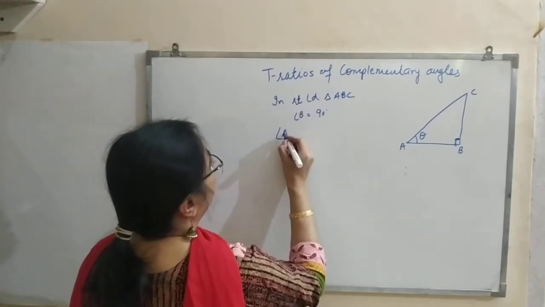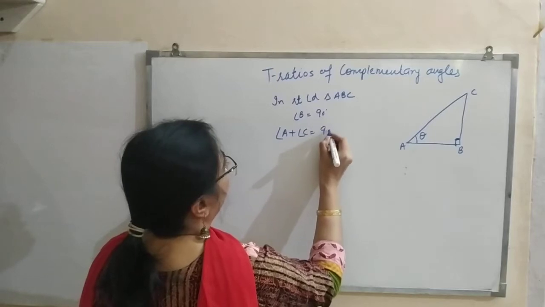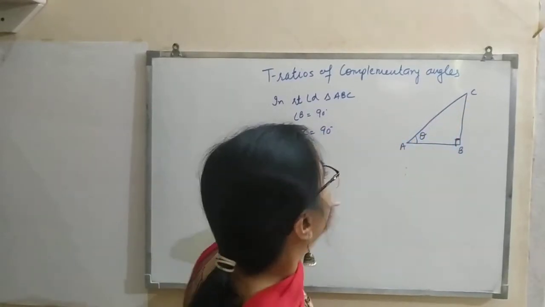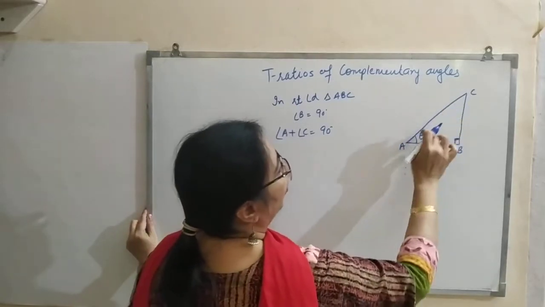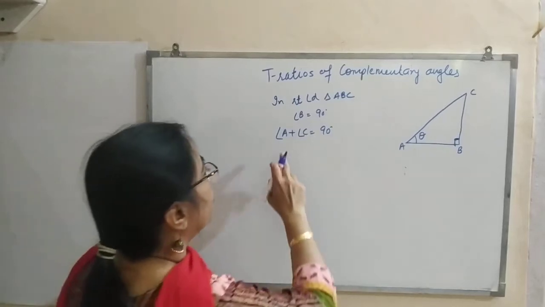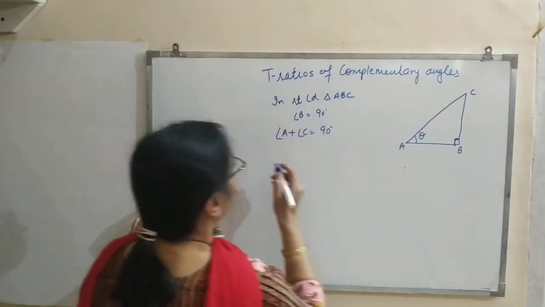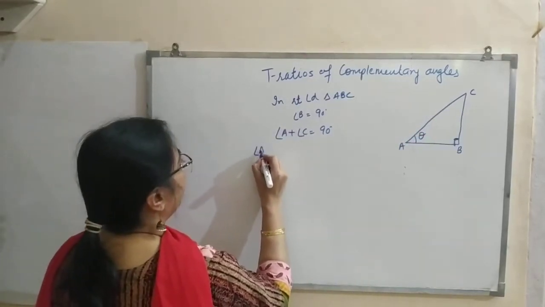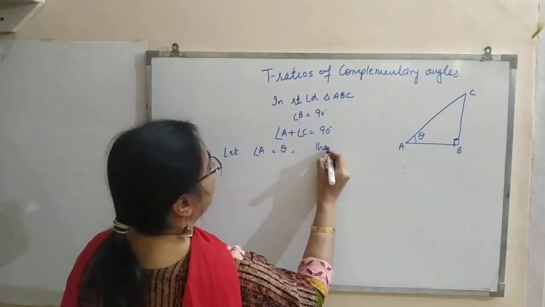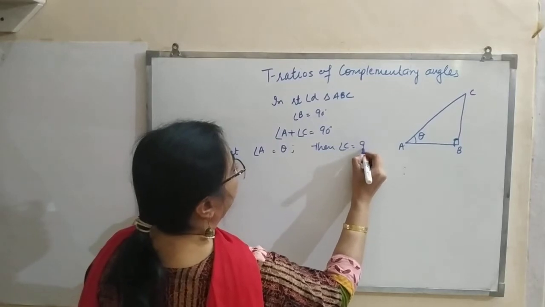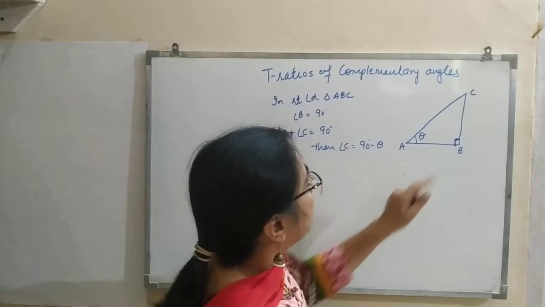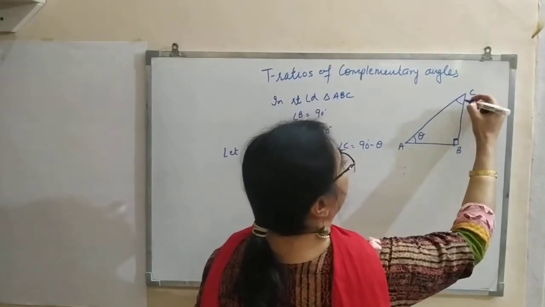Then angle A plus C is also equal to 90 degree. Sum of these two angles is also 90 degree. So it means they are complementary angle. Complementary angle means sum of two angles is 90 degree. So A plus C is equal to 90 degree. So if I take angle A is equal to theta, then angle C will be equal to 90 minus theta. If angle A is theta, then this angle C will be 90 minus theta.